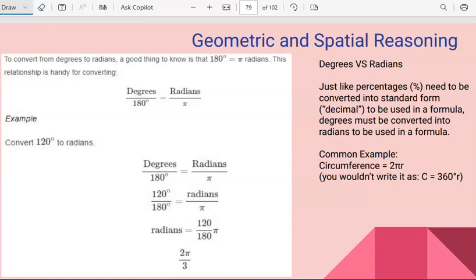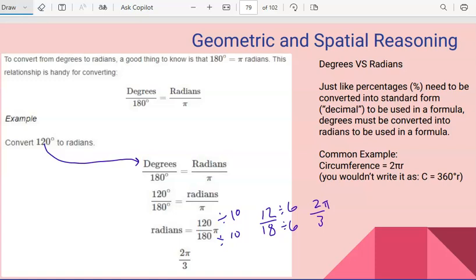We have the proportion degrees over 180 equals radians over pi. Here's an example. Convert 120 degrees to radians. Plug in 120 for the degrees. Cross multiply. To get radians, it's just 120 pi over 180. Simplify those fractions. They both go into 10. They both go into 6. So they have 2 over 3, and they have that pi.